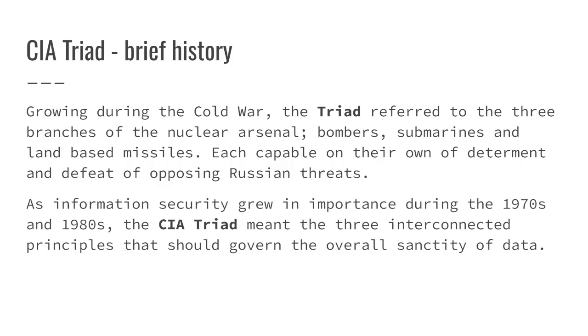So, a little brief history. During the Cold War, when I was in high school, we learned that the triad referred to the three branches of the nuclear arsenal that the US had: bombers, submarines, and land based missiles, or ICBMs. Each of these three legs of the triad was capable of being a deterrent and destroying Russia in case we got into a war. So even if you knocked out two, the third one would still stand. Okay, let's get away from the dark symbolism there. In information security in the 70s and 80s, we started talking about a framework of three interconnected principles that govern the sanctity and security of all data.